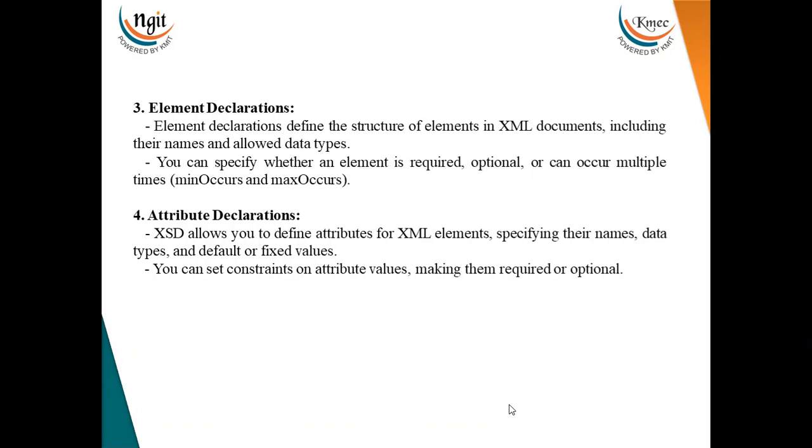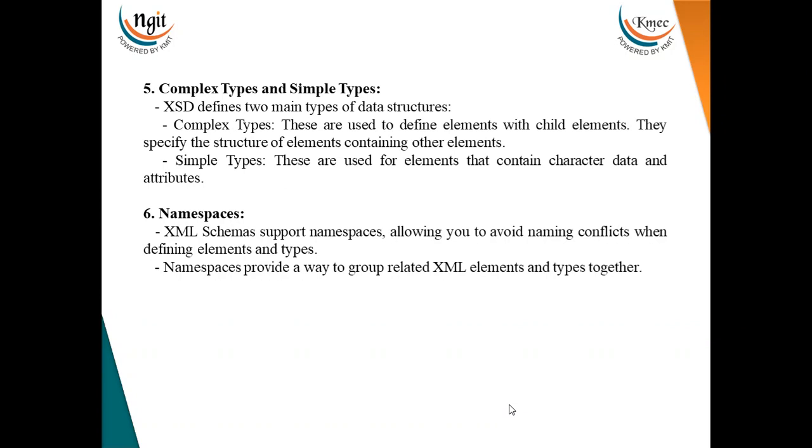So you can set constraints on the attribute values, and whether an attribute is required or optional, you can mention in the attribute declaration. And here are the two types of data structures in XSD, that is complex types and simple types. Complex types are for when you want to define elements with child elements; that becomes a complex structure, with elements containing other elements. Simple types are where you are using only the element, containing character data and attributes, that's it. That is a simple type.